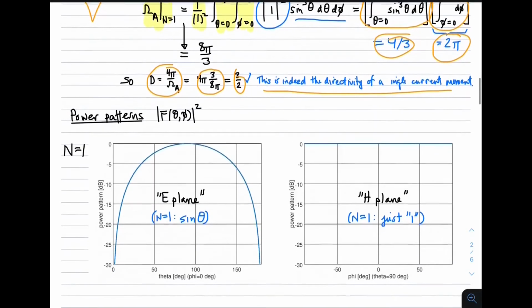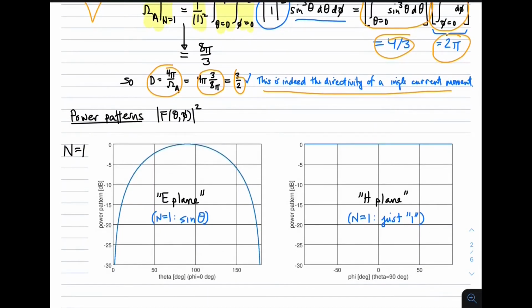So, before we compute the directivity, I would like to show some power patterns, because having the power patterns be right is going to give us confidence that the directivities that we compute are reasonable. So first, the simplest possible case that we can imagine, again, is n equals 1. That's just 1 current moment. And I'm showing power patterns, that is the magnitude of the normalized pattern function squared, in 2 planes.